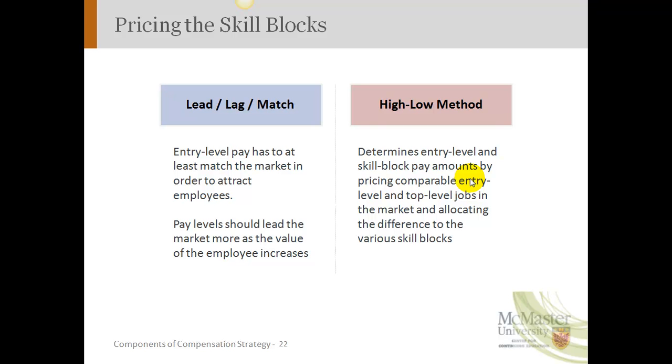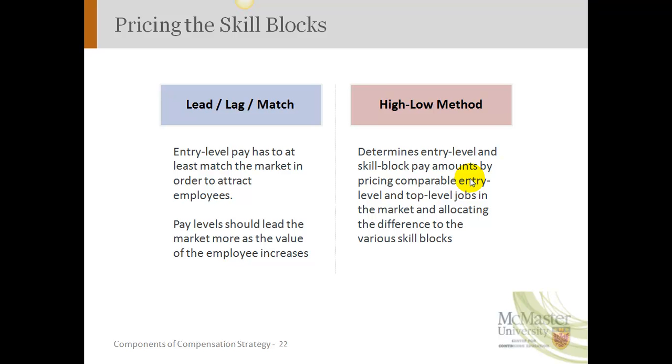So maybe every time they earn or learn a new skill, I'm going to pay them an extra $5,000 a year for learning that skill. Once they finish their skill block, they've gone from 44 to 49,000. Then if they learn another skill block, I'm going to take them from 49,000 to 54,000. And then they've earned it again.